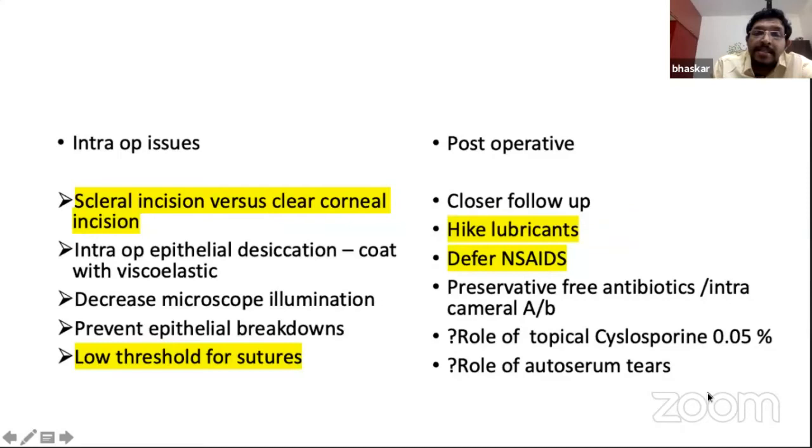Intraoperatively, when you're doing a cataract surgery in these eyes, there is always a debate whether you would want to do a scleral incision versus a corneal incision. We still do not have clear-cut answers, but suffice to say that your incision should be as small as possible, and your threshold for taking sutures, if there is any doubt of leakage, should be very, very less.